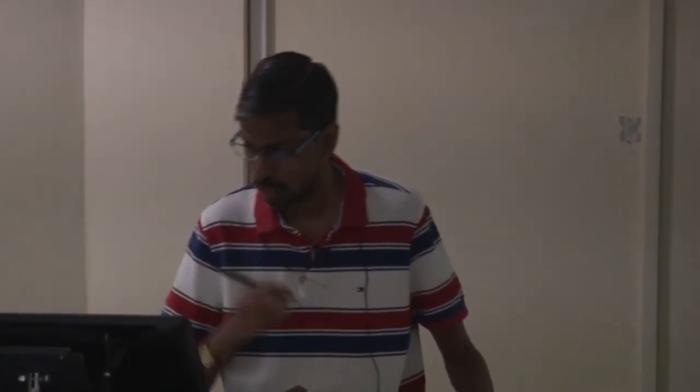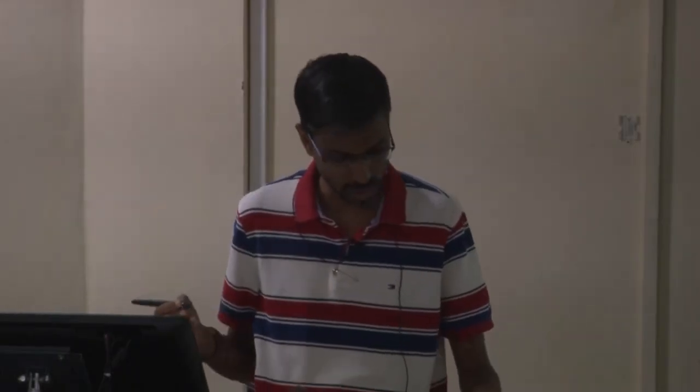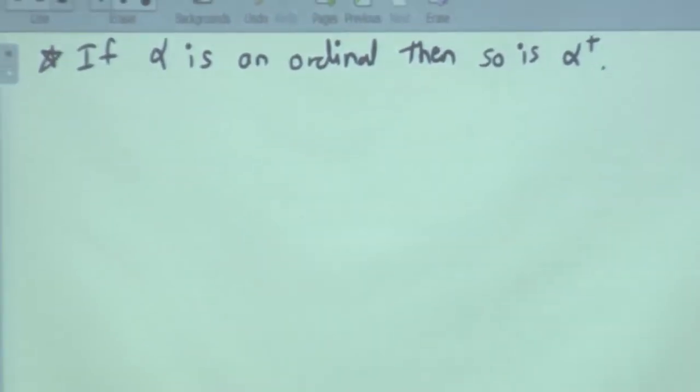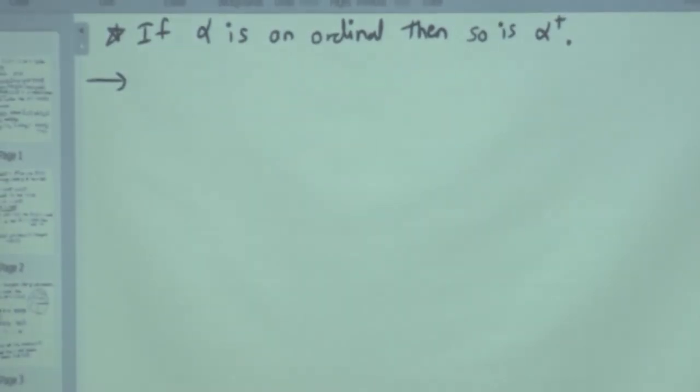So what's our job? Yeah, we still have some time. So let us prove our first result about ordinals. If alpha is an ordinal, then, and we'll always use Greek letters alpha, beta, delta, gamma for denoting ordinal numbers, if alpha is an ordinal, then so is alpha plus. This is our first result about ordinals.